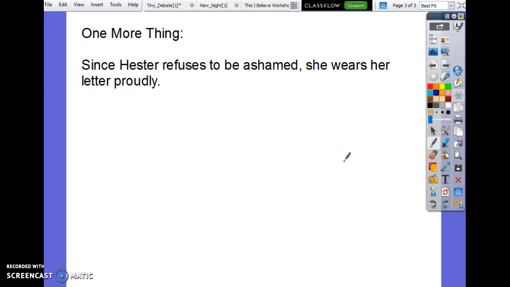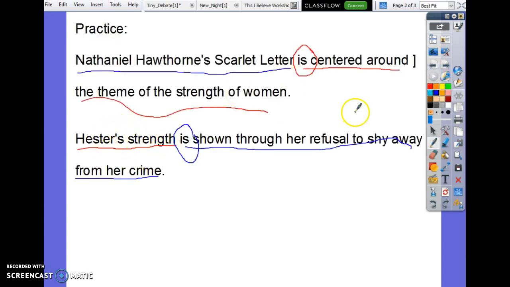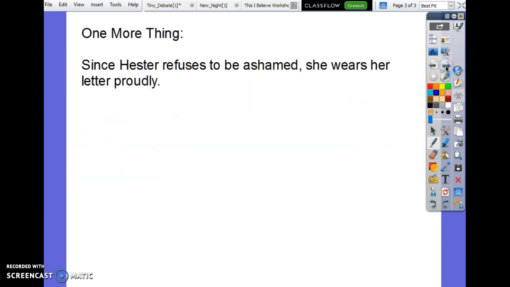Don't get tricked by the fact that the subject in our other two examples was at the front. Subjects can sometimes be in the middle of the sentence. So who or the what? Okay, the subject here is she, meaning Hester, because here is our verb, wears. So what is she doing? She wears her letter proudly.